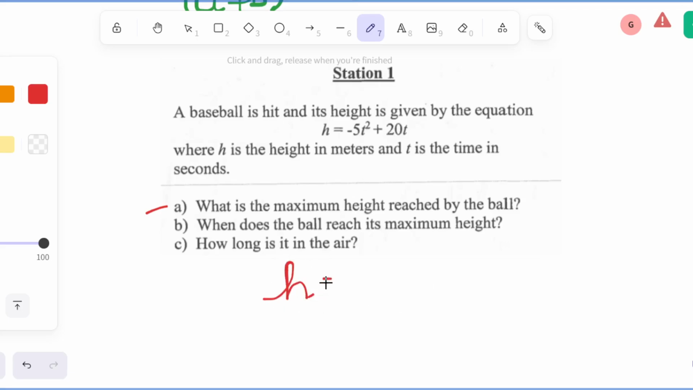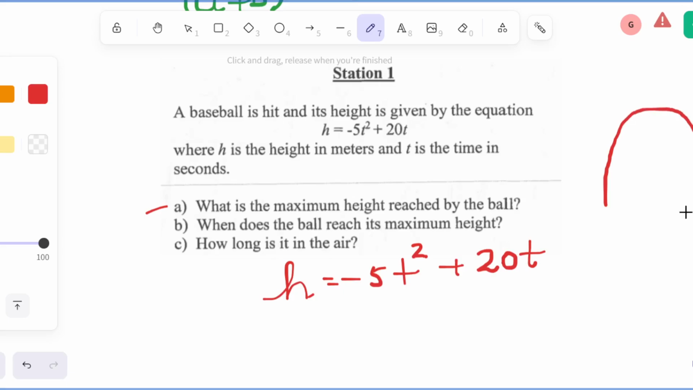So h equal to minus 5t square plus 20t. So you have to find the maximum height, right? Very simple, buddy. Always remember, the maximum height, if you have to find it out, is actually the y coordinate of the vertex. Okay, that's the vertex.